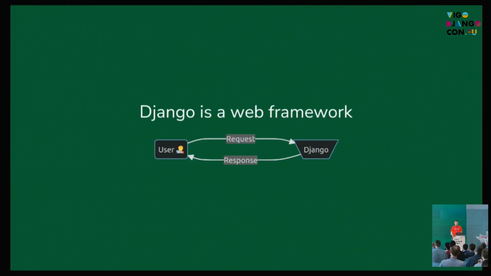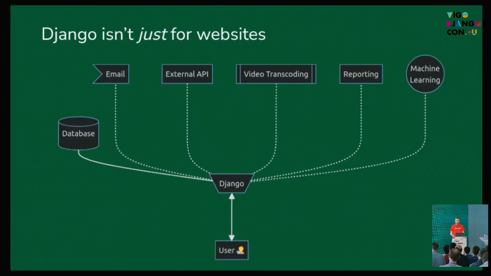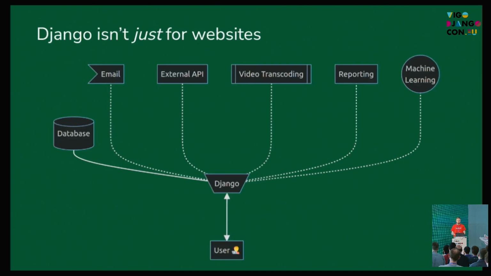So, as hopefully most of you know, Django is a web framework. It's a magic box which turns HTTP requests into HTTP responses. What you do inside that box is entirely up to you. For something like a blog, that's generally as far as it needs to go. But for a more complicated application, you're going to need a little bit more than that.